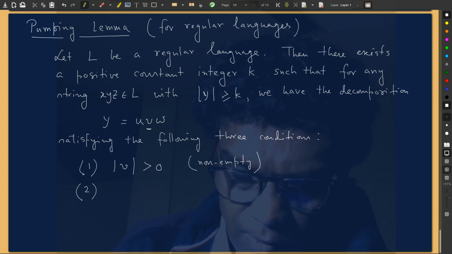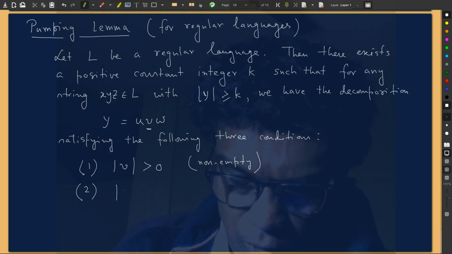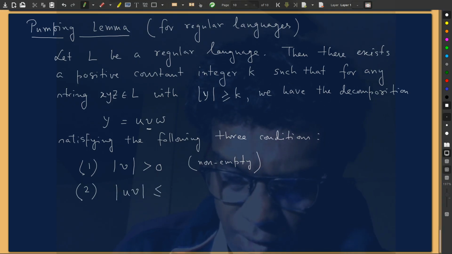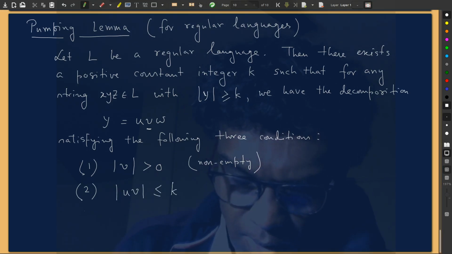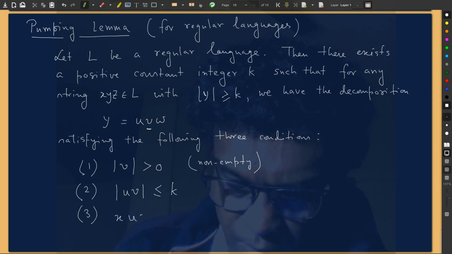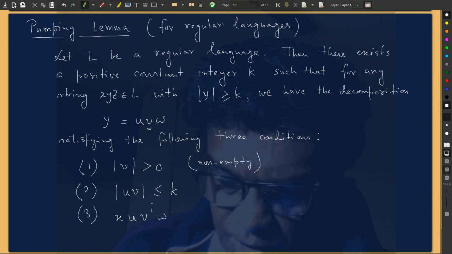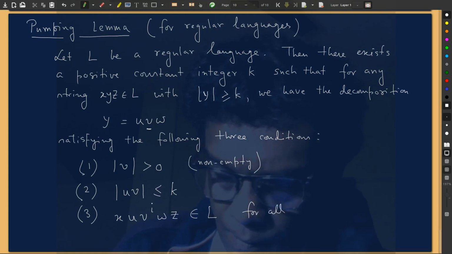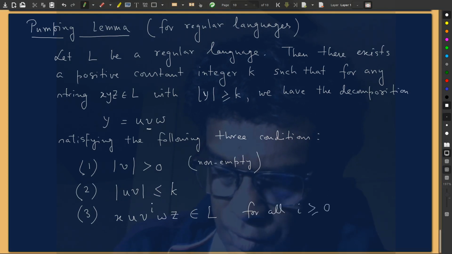Second, this pumping in happens not too far away from the beginning, so this is less than or equal to k. And three, x is first read, then y, u, v power i, w. Finally, z is to be read. This is in L for all i greater than or equal to 0.